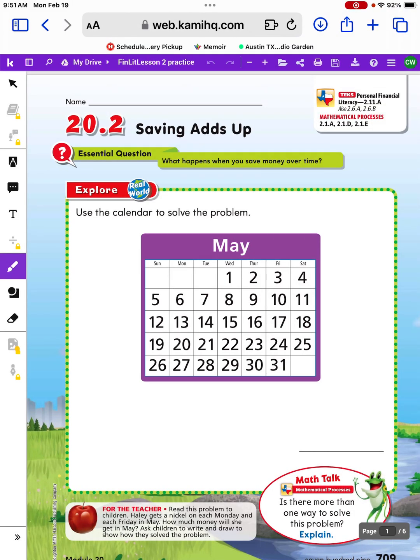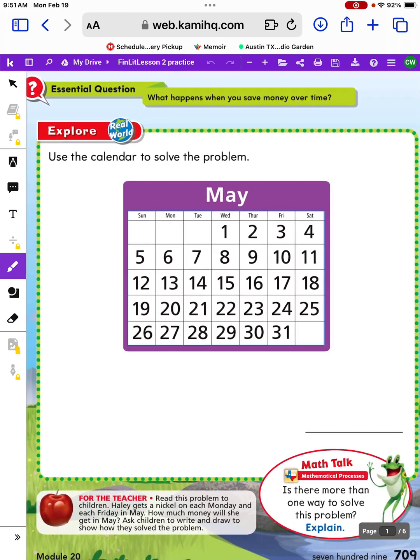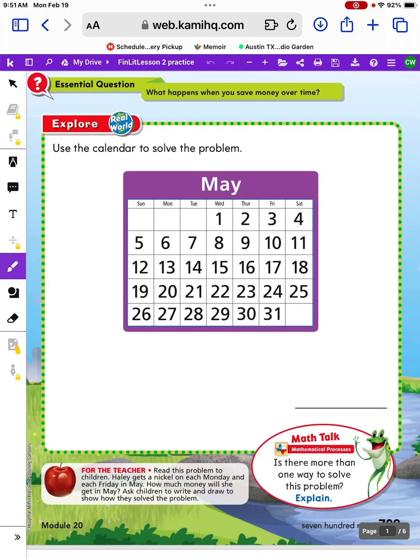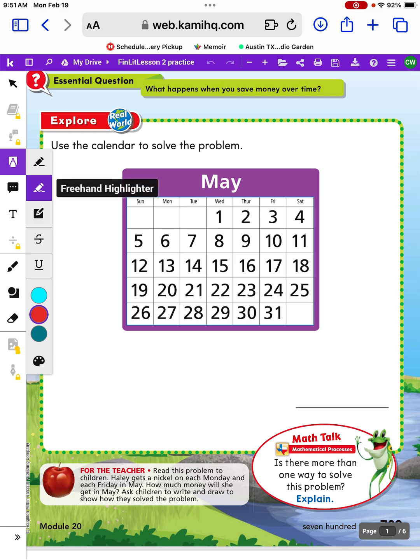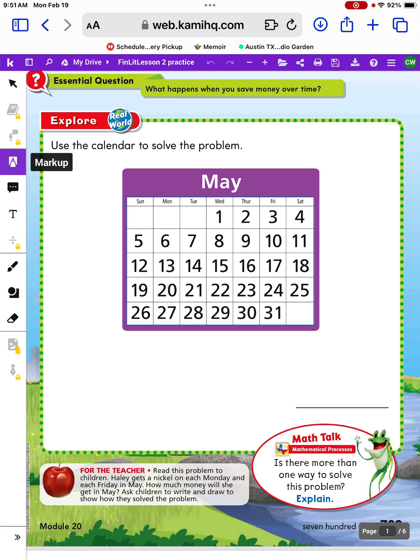All right, this is practice for lesson 2 for our financial literacy unit. And we are talking about saving money over time. This first part, you're just going to watch along with me because this is your little mini lesson. This is showing how you can save money over time. So let me actually get a highlighter for this part, okay?